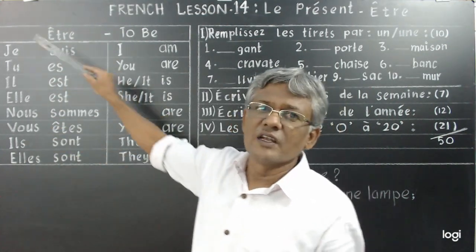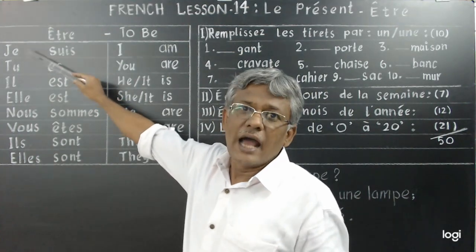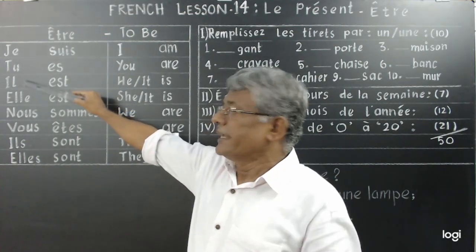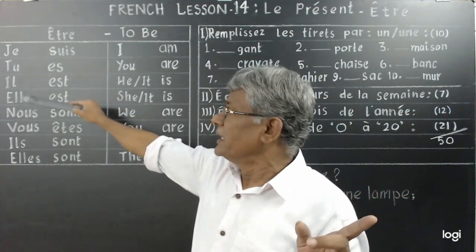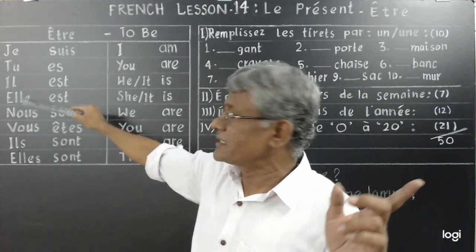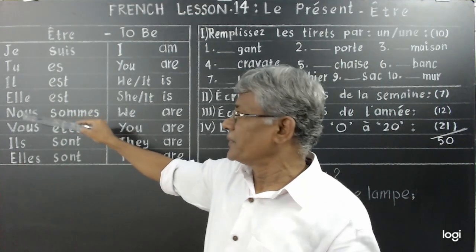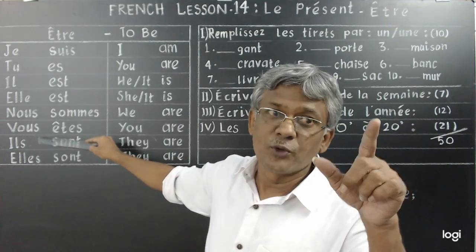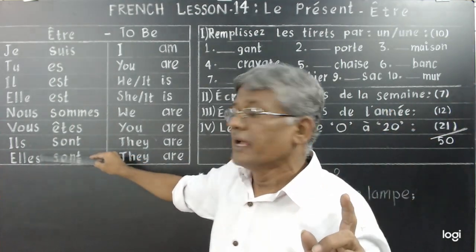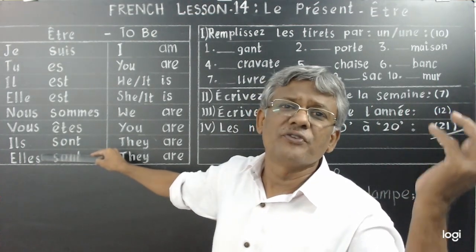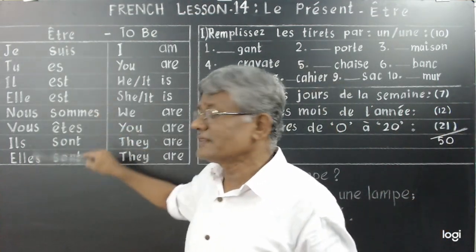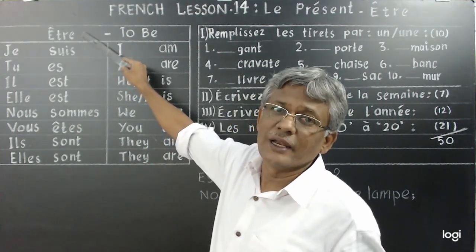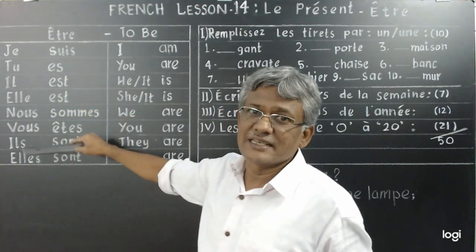For the time being, just learn: je, I; tu, you; il, he or it; elle, she or it; nous, we; vous, all of you; ils, they, masculine plural, a group of boys; elles, they, a group of girls. Okay, you just learn the meaning, and this être, how it changes its spelling to every subject.